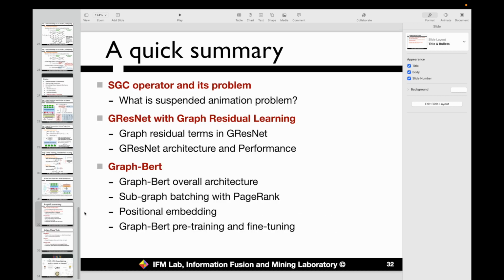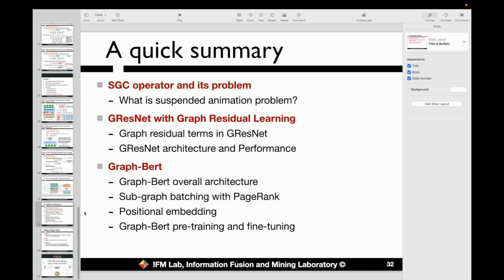Okay, let's do a quick summary for this part. In this part, we talk about two models. The first one is GResNet, and the second one is called Graph-Bert. We start this section by talking about a very important problem we observe for learning deeper GL models, which is called the suspended animation problem. Deeper GL models suffer from the suspended animation problem because if we have multiple Markov chain layers on top of each other, they will converge all the embedding vectors for all the nodes in the graph to the same representations.